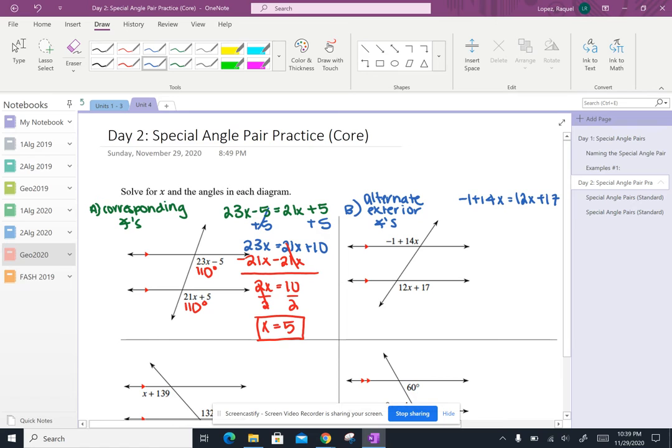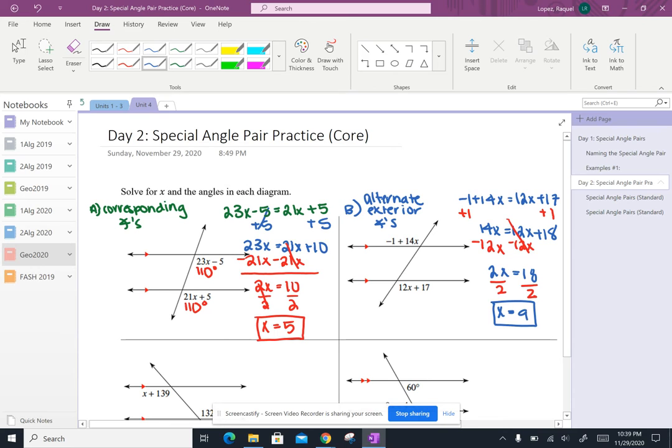Okay, so now the work begins to start solving for x. So I'm going to add 1 to both sides. Let's start off there. And that gives me 14x equals 12x plus 18. Next thing I want to do is move all of my x's to one side. So I'm going to subtract 12x on both sides. And that gives me 2x equals 18. Last thing I want to do is divide both sides by 2. So I get x equals 9. Okay, I've solved for x.